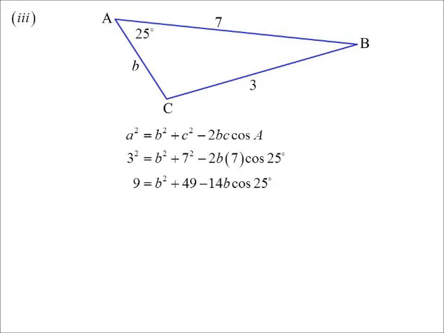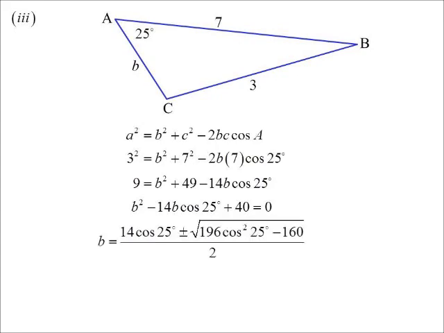So I'm going to say a squared is b squared plus c squared minus 2bc cos A, and substitute in. And I just want to make b the subject. I'm going to end up with a quadratic equation, of course. So b squared minus 14b cos 25 plus 40 equals 0. I'll end up with two possibilities for b, and depending on whether I've got enough information to narrow it down to one, I might be able to. Otherwise, best I can do is say it's going to be one of these two things.